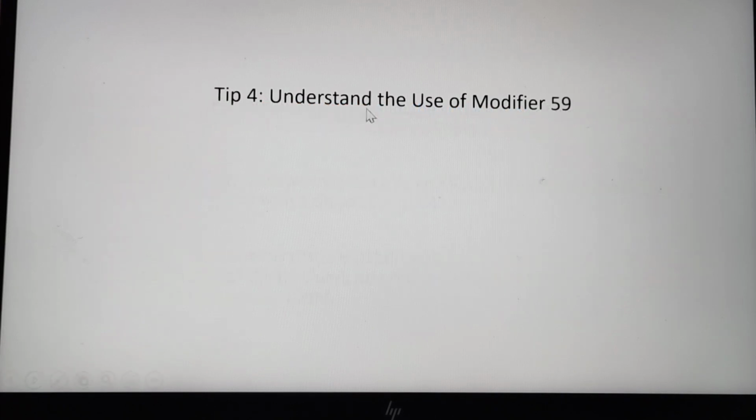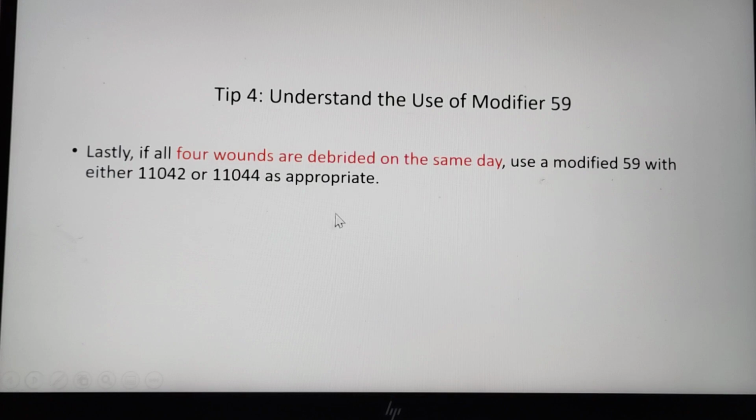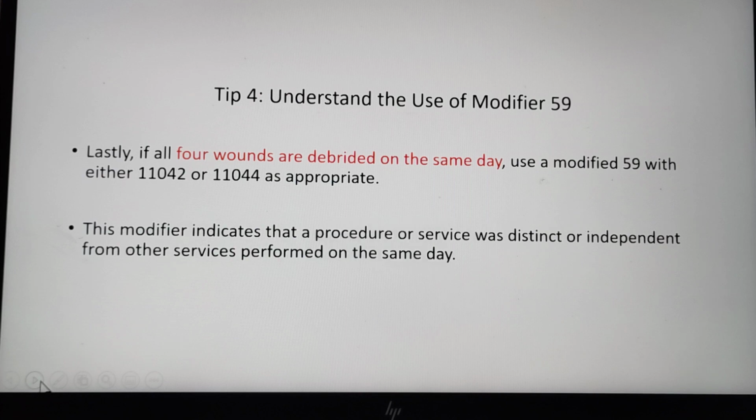Next, tip 4: understand the use of modifier. So if multiple wounds are debrided on the same day, use modifier 59 with the main codes, either 11042 or 11044 as appropriate. This modifier indicates the procedure or service was distinct or independent from other services performed on the same day. So this modifier will indicate the multiple procedures. That means the multiple wounds are debrided during the same procedure on the same day. So these are the tips and tricks and guidelines for coding debridement.